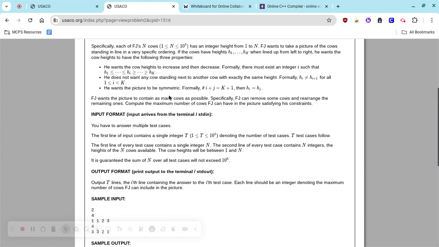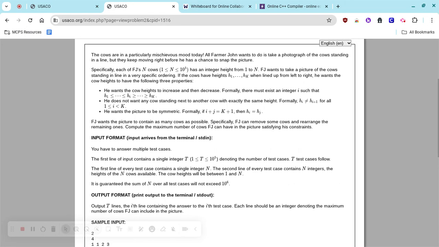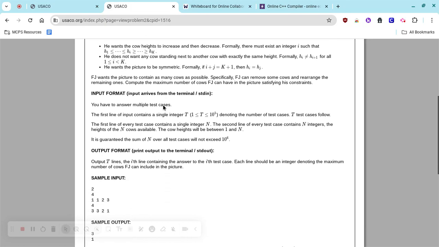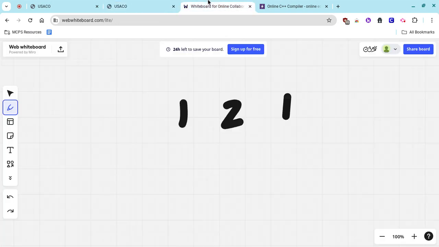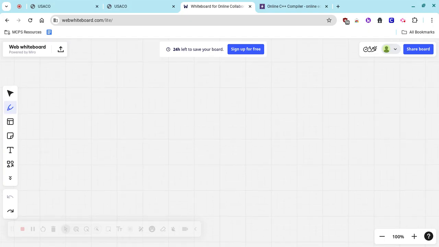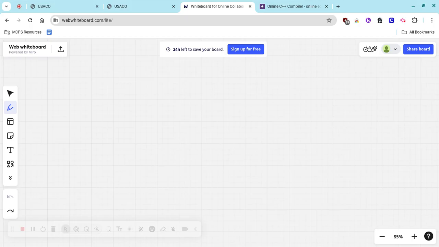Alright, based off these 3 conditions, we need to find the maximum number of cows we can include in our lineup so that these 3 conditions are met. So let's go through the first sample input together. The first sample input has 2 test cases. Let's go through the first test case.